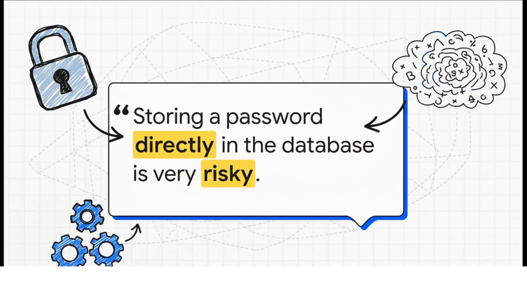Instead, you use something called hashing. A tool like bcrypt takes the password and scrambles it into a super long, unrecognizable string of characters that can't be reversed. You only store that scrambled version.